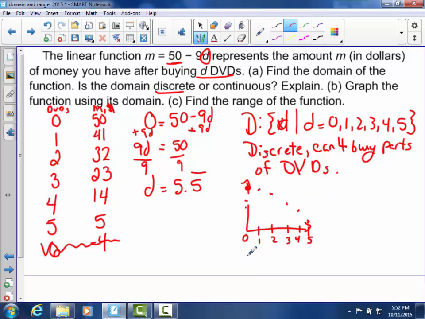All right, and then find the range of the function. Well, we kind of did that when we were talking over here, the range of these values. So it's going to be the set of m such that m equals 5, 14, 23, 32, 41, and 50. Squeeze that in there. All right.